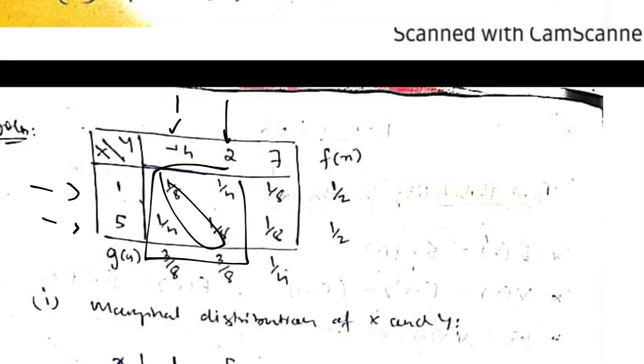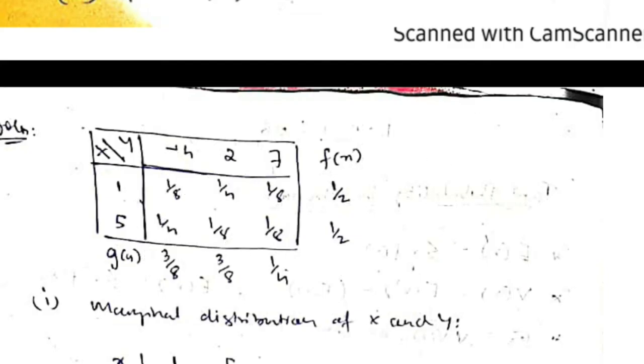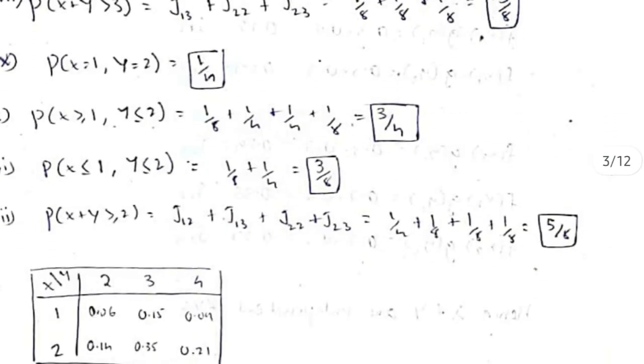1 by 8 plus 1 by 8, 1 by 4. 3 times 1 by 4 is 3 by 4. So the final answer will be 3 by 4. In the same way, the variation can happen like x less than or equal to 1, y less than or equal to 2. Similarly, we will do it in the same manner, make the changes, and then write the answer here.